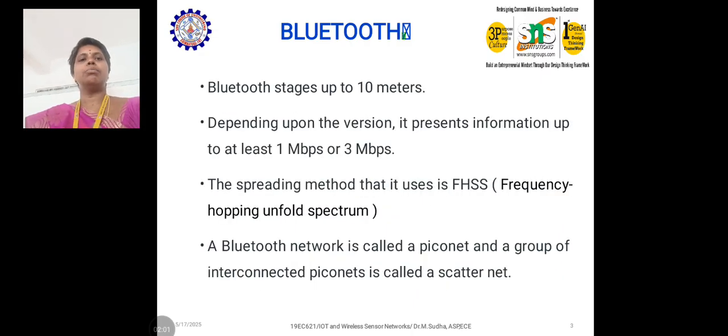Bluetooth, as already mentioned, is short range. How much distance does it cover? It is approximately 10 meters. Depending upon the version, it presents information at up to 1 Mbps or 3 Mbps, that is megabits per second. The spreading method used is FHSS, that is frequency hopping spread spectrum.